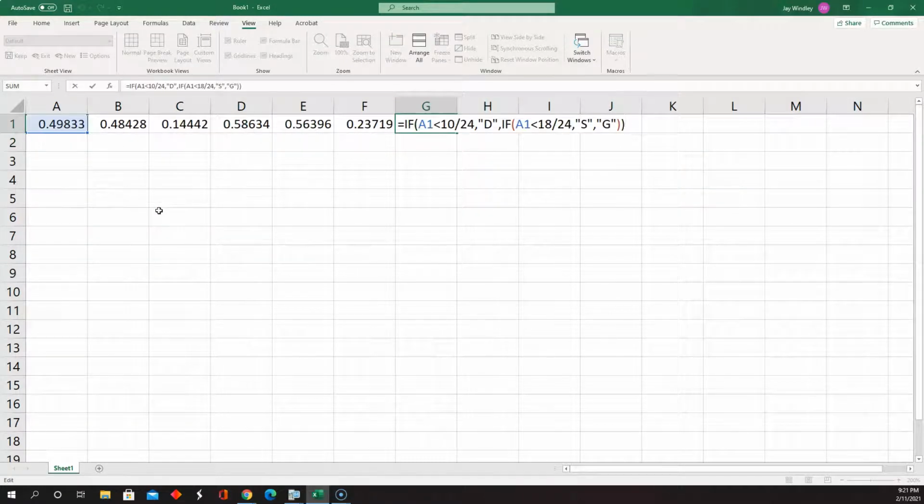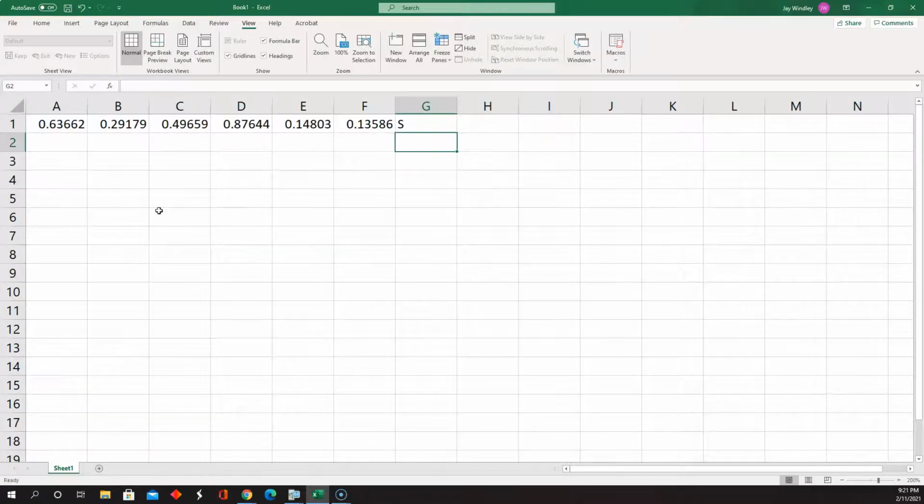the reason for the 18 out of 24 is that there's 10 day shift and 8 swing shift. So if it's not less than 10 out of 24, but it is less than 18 out of 24, then that little chunk of the interval from 0 to 1 will correspond to swing shift. And if both of those fail, then it's greater than 18 out of 24, and that'll correspond to the graveyard shift because there's only 6 of the 24 that are graveyard shift.